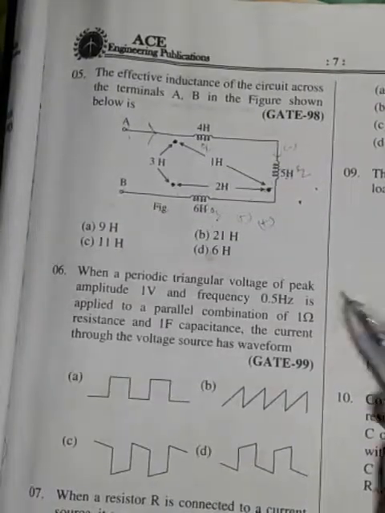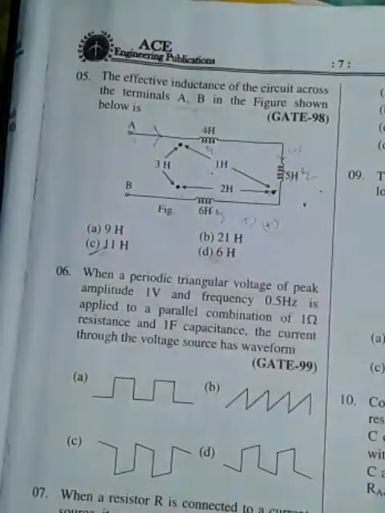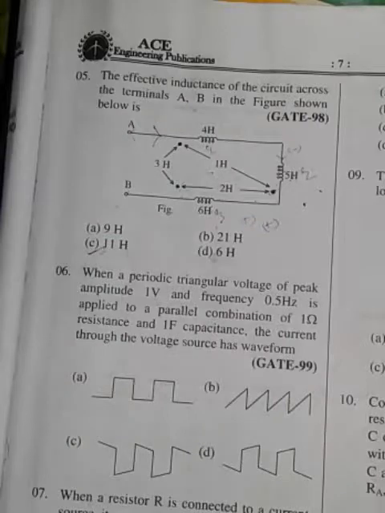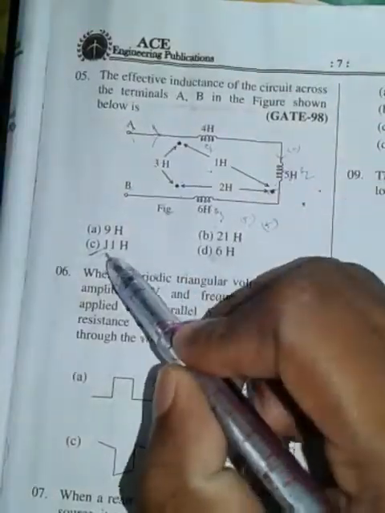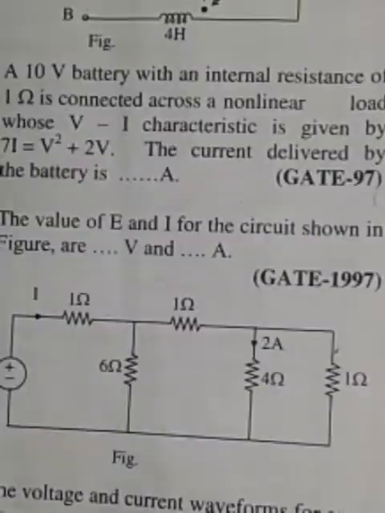So in question number 28, option C is the correct answer, which is 11 Henry. It's the equivalent inductance at terminals A and B, 11 Henry. So option C is the correct answer.